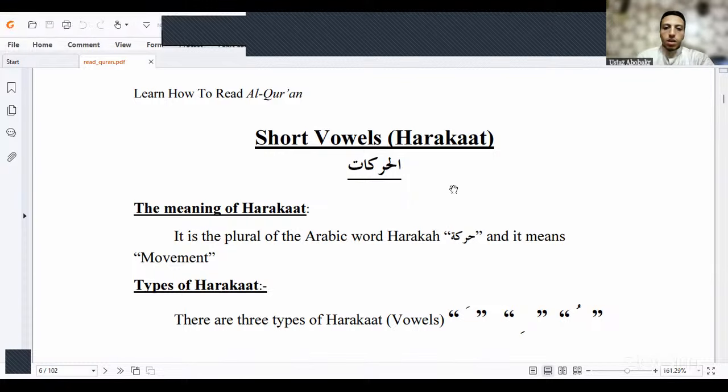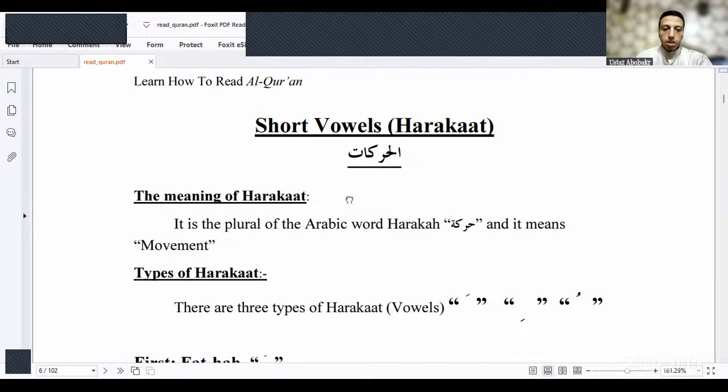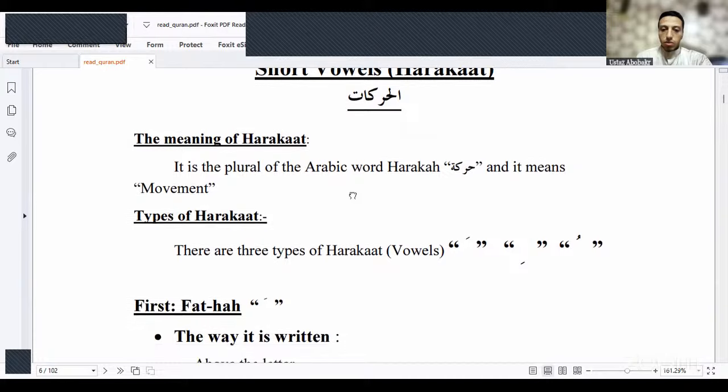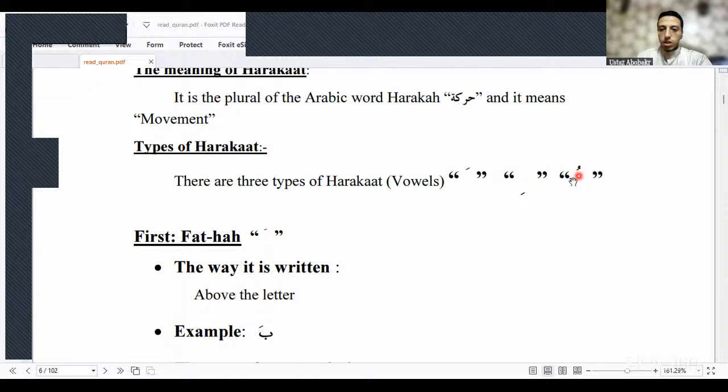Okay. So the short vowels or the harakat. It might have different names in your area, but they're going to be at the end of the day the same thing. We have fatha and kasra and dhamma. These are the three vowels that we can see on the screen here. You can see first one here is the fatha, which is a small dash can be on the top of the letter. After this, we have kasra on the bottom of the letter. And at the end over here, we can see the dhamma, which is something that looks like a small waw, which can be on the top of the letter.